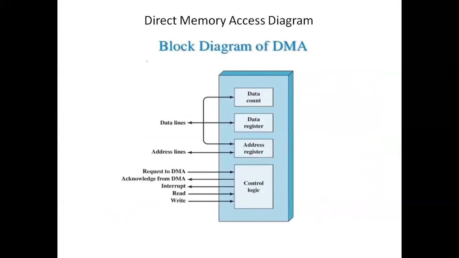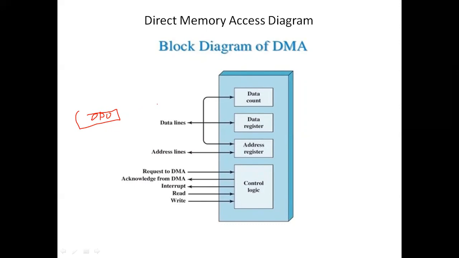Next is the block diagram of DMA. This is the block diagram for the DMA controller. Here this is the CPU or processor, fine. Whenever a processor is required to read or write a block of data, or wants to transfer a block of data, it instructs the DMA controller by sending the following information.